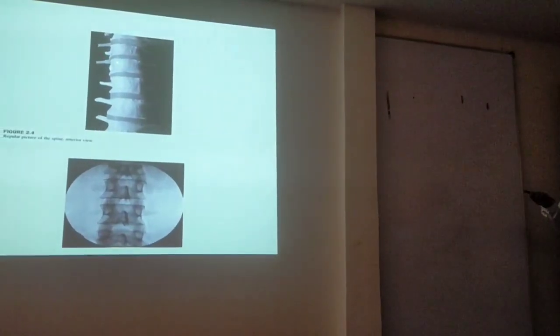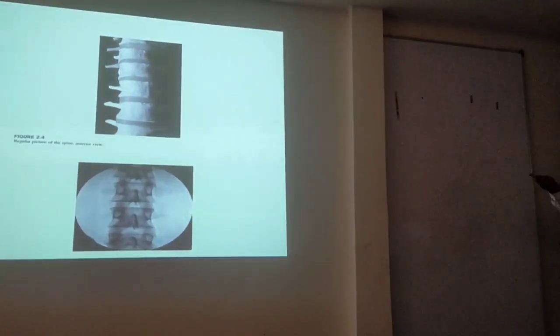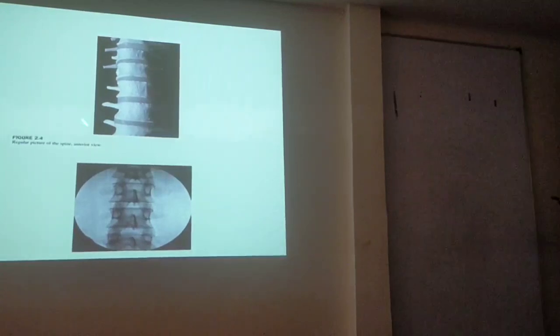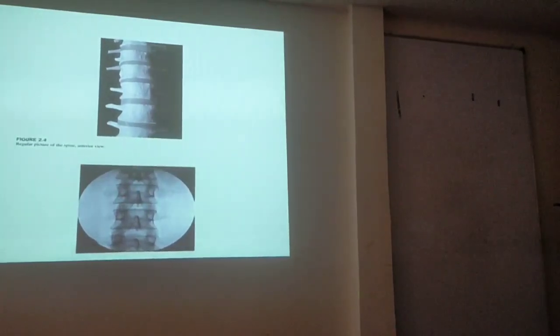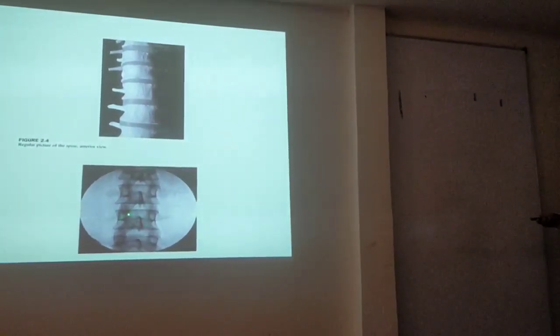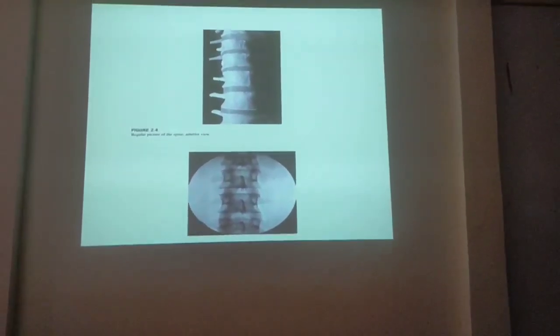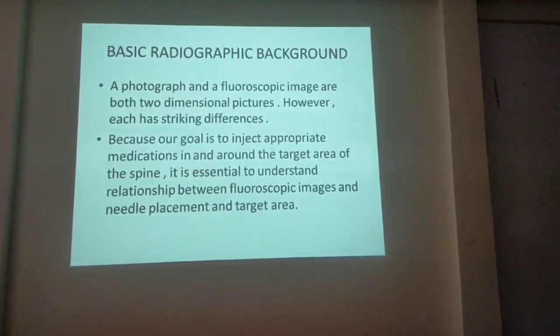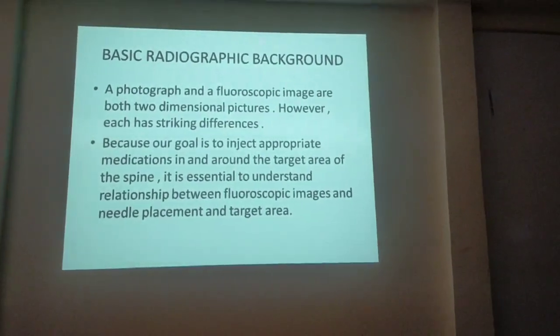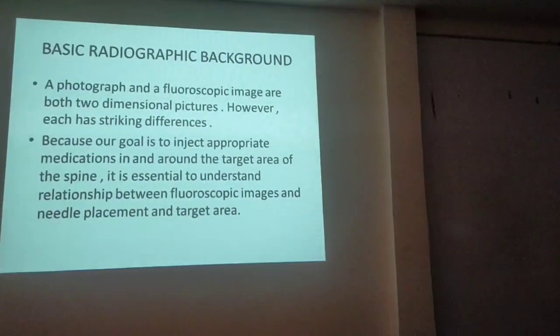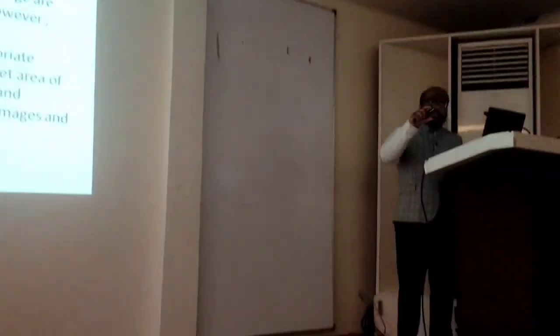Here you can only see the body. You cannot see what is in front of it or behind it. Here you can see everything. So I'll try to deconstruct this and explain how each and every image is formed. Because our goal is to inject appropriate medications in and around the target area of the spine, it is essential to understand the relationship between the fluoroscopic images, needle placement, and the target area.